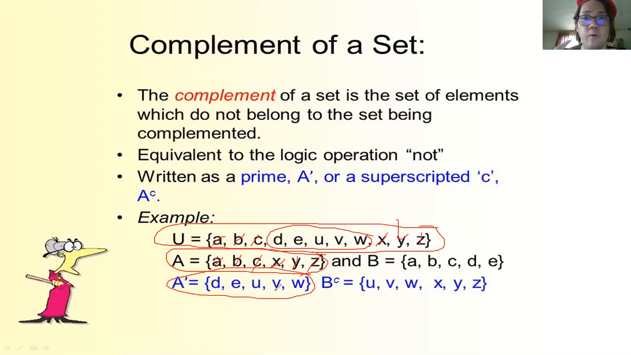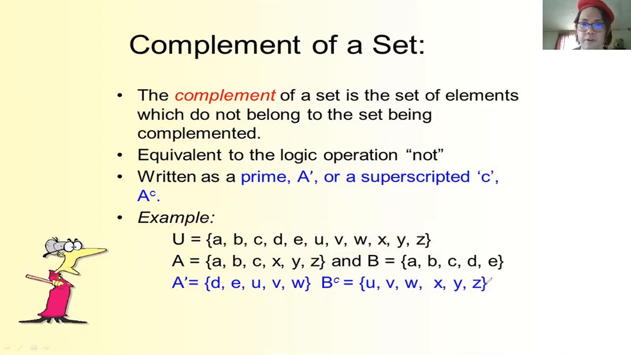This is what I said a while ago. The set of elements which do not belong to the set being complemented. So which elements do not belong to set A when we get the complement of A, or A prime, or A superscripted C? Okay? So, that's how you get the complement of a given set.